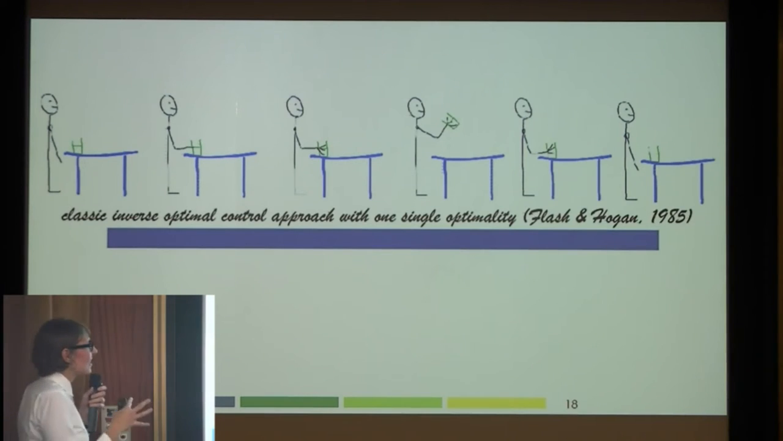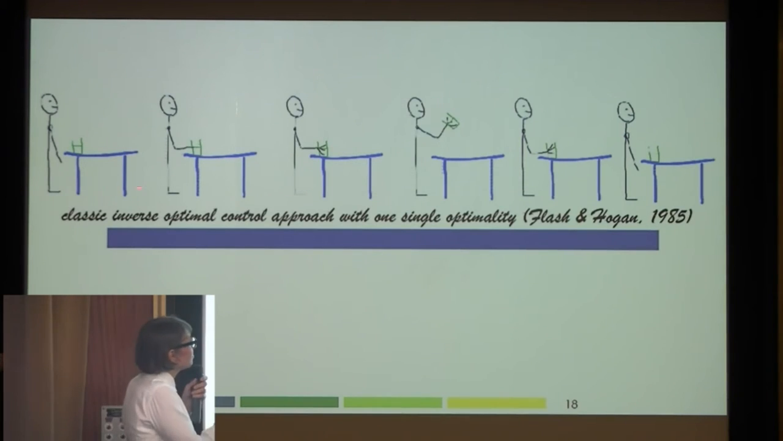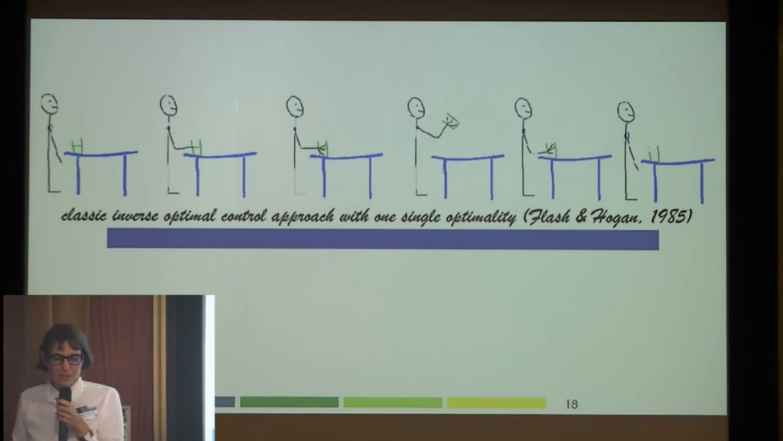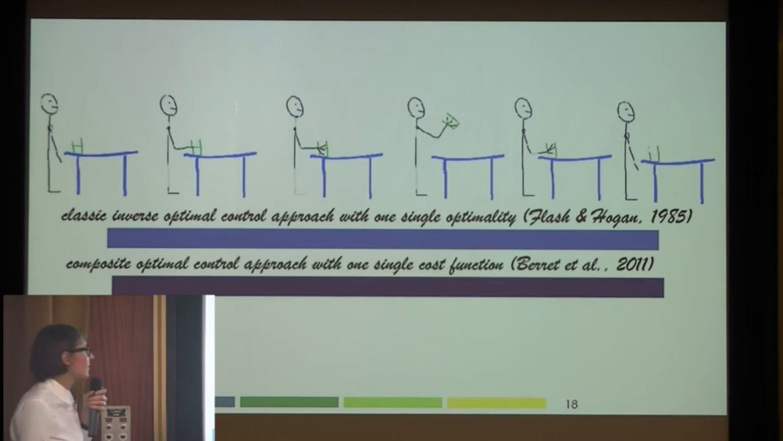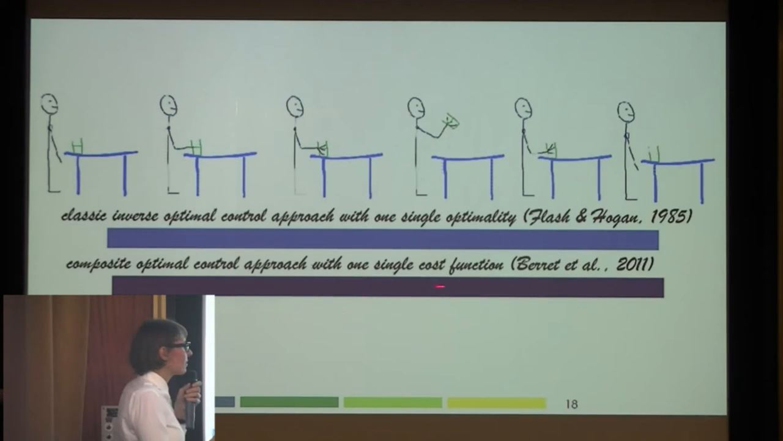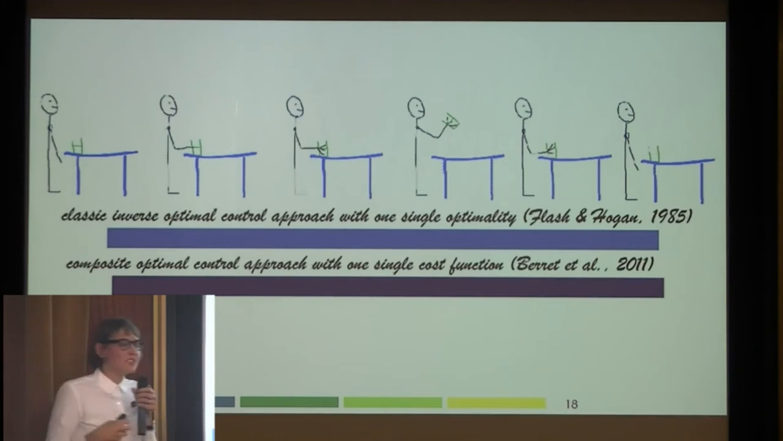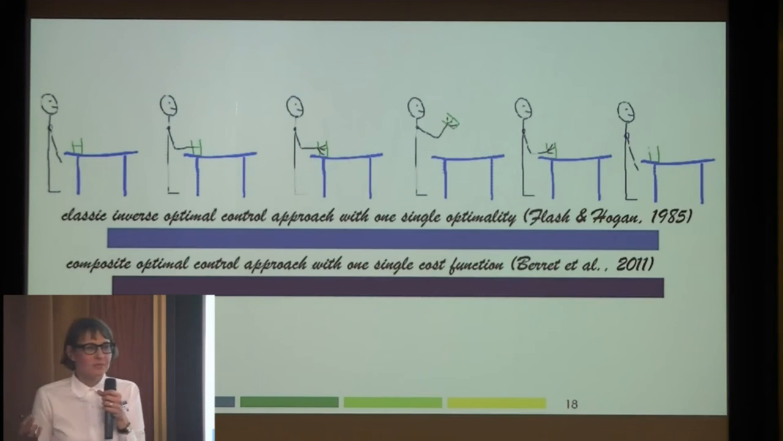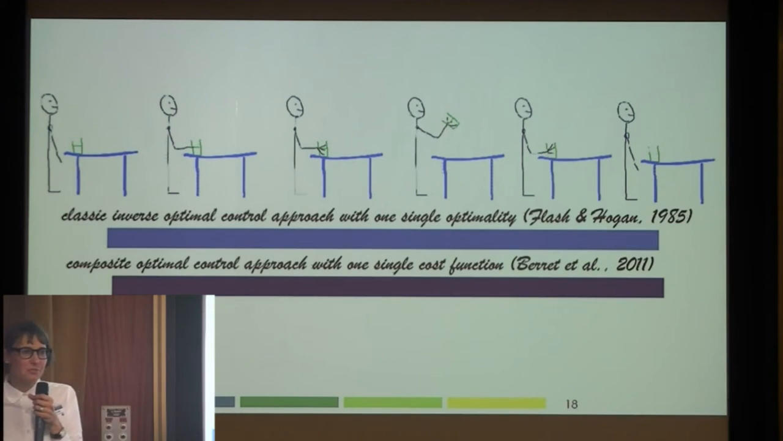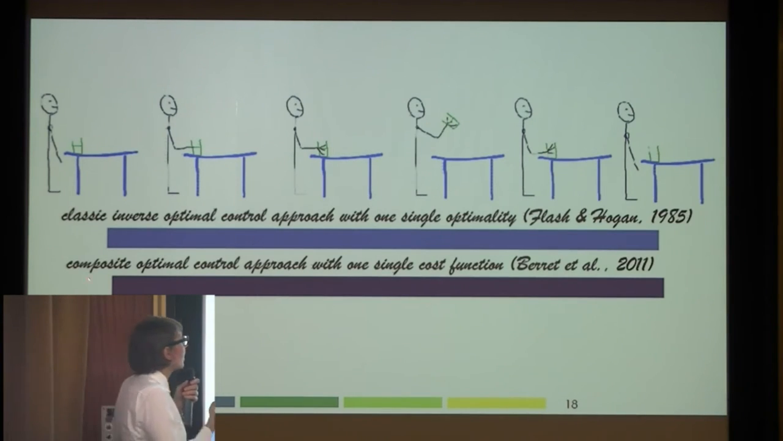That there is one optimality that is optimized during the task, where we could eventually cut the task in several pieces. But the idea is like there is one optimality. Then after that, the work from Barrett said that there is not just one optimality. There is a composite of optimal functions we can optimize, and there could be several costs that could be optimized, and so we decide to have one cost function optimized throughout the task.